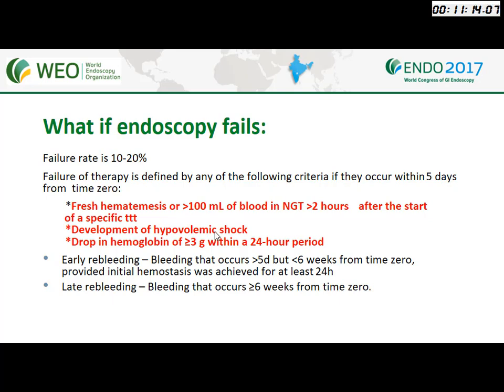Early rebleeding means bleeding that occurs more than 5 days and less than 6 weeks. Late rebleeding is after 6 weeks.